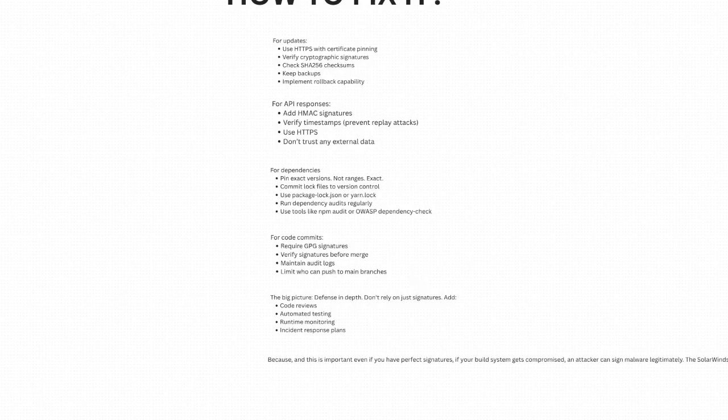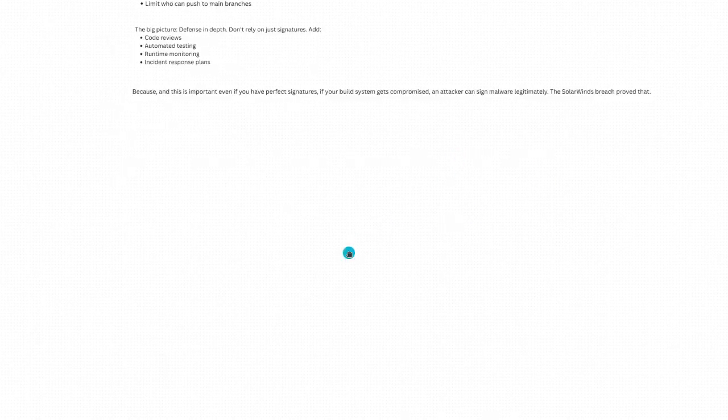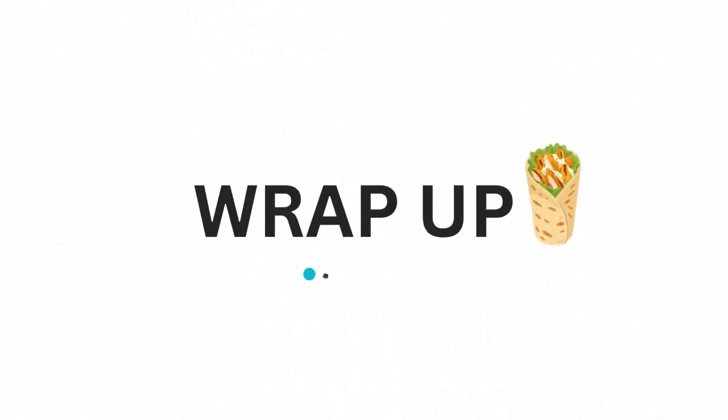And the big picture is defense in depth. Don't just rely on signatures. Add code review, automated testing, runtime monitoring, and an incident response plan. Because, and this is important, even if you have perfect signatures, if your build system gets compromised, an attacker can sign malware legitimately, and the SolarWinds breach proved that.